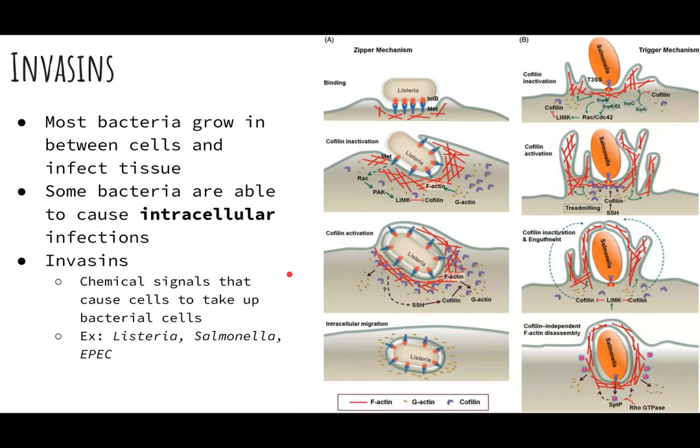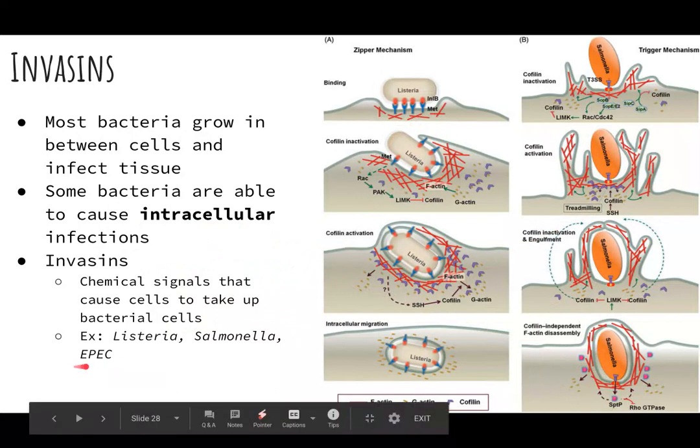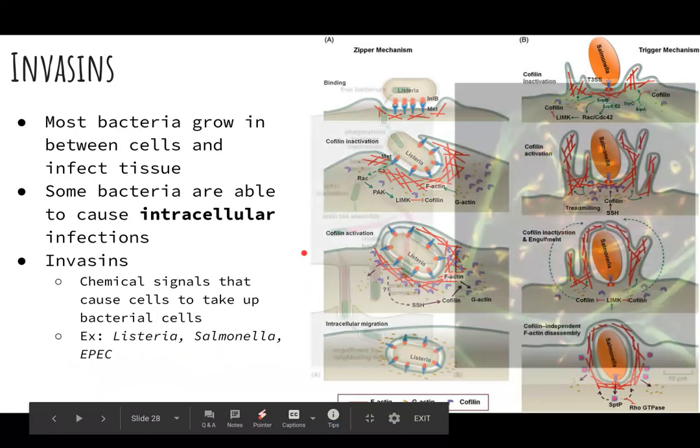Some notable pathogens that cause intracellular infections include Listeria and Salmonella and EPEC. This is enteropathogenic E. coli, which is a strain of E. coli that's going to cause severe gastrointestinal symptoms.